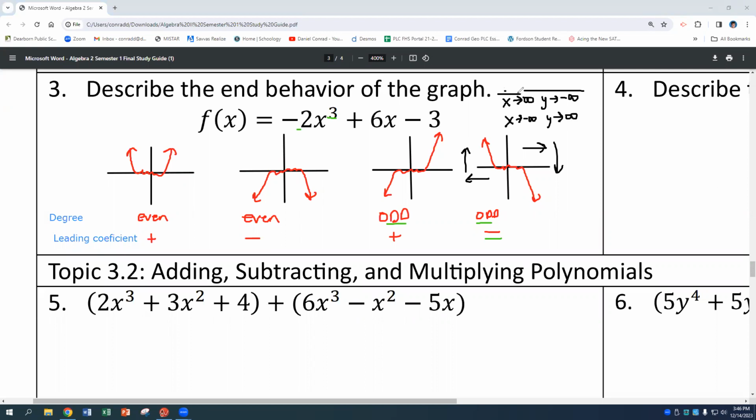So this is what my end behavior answer should be. As you go right, you go down. As you go left, you go up. So as we go right to infinity, we go down to -infinity. As we go left to -infinity, we go up to +infinity. This would be my answer.